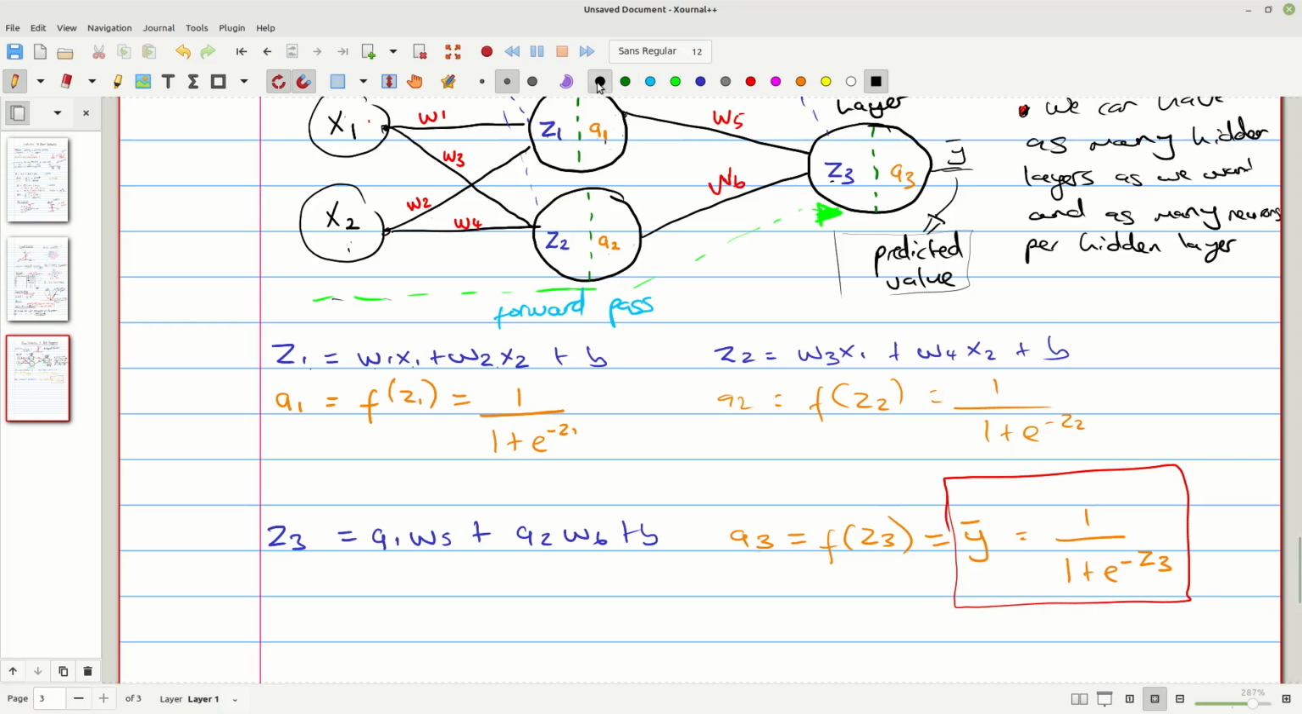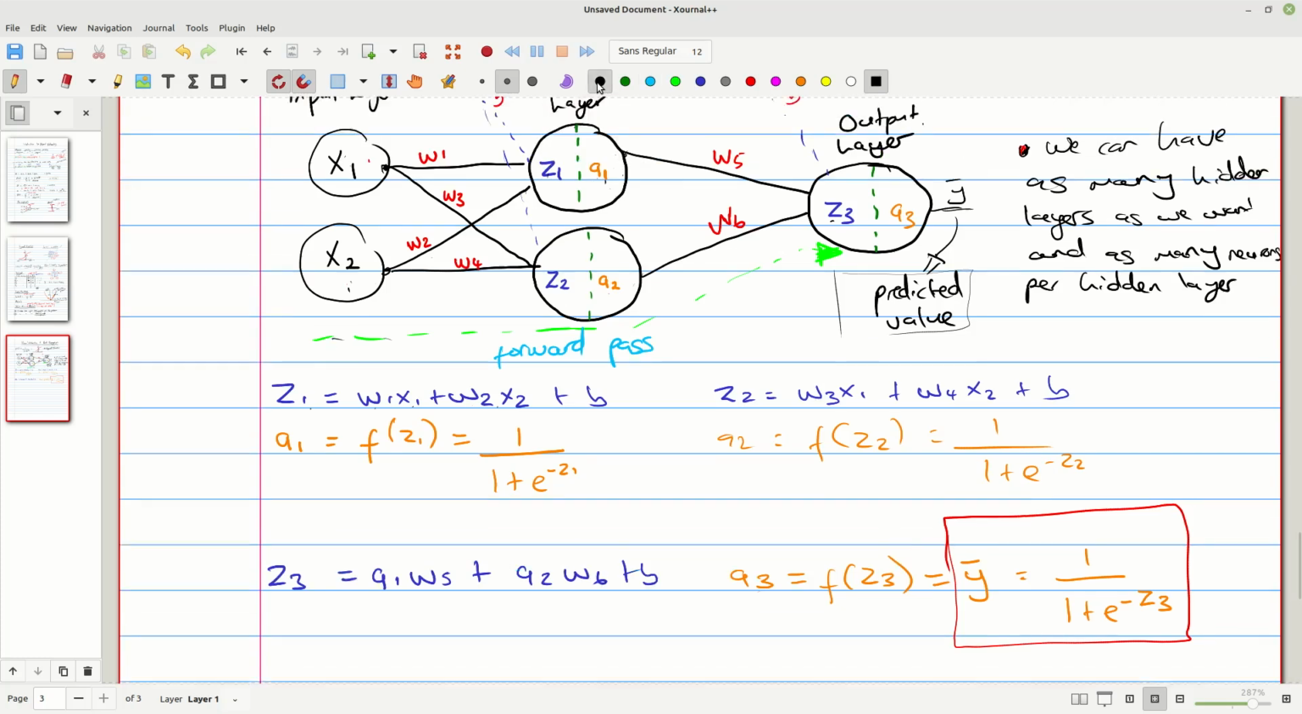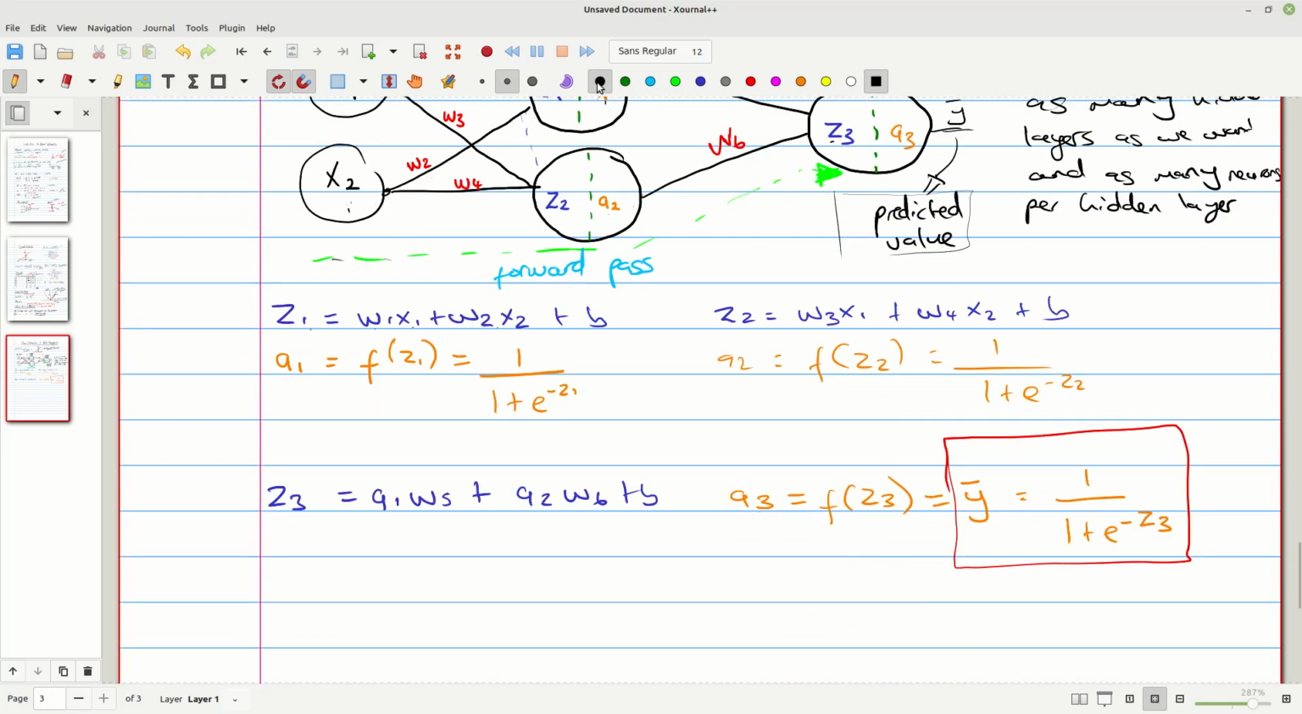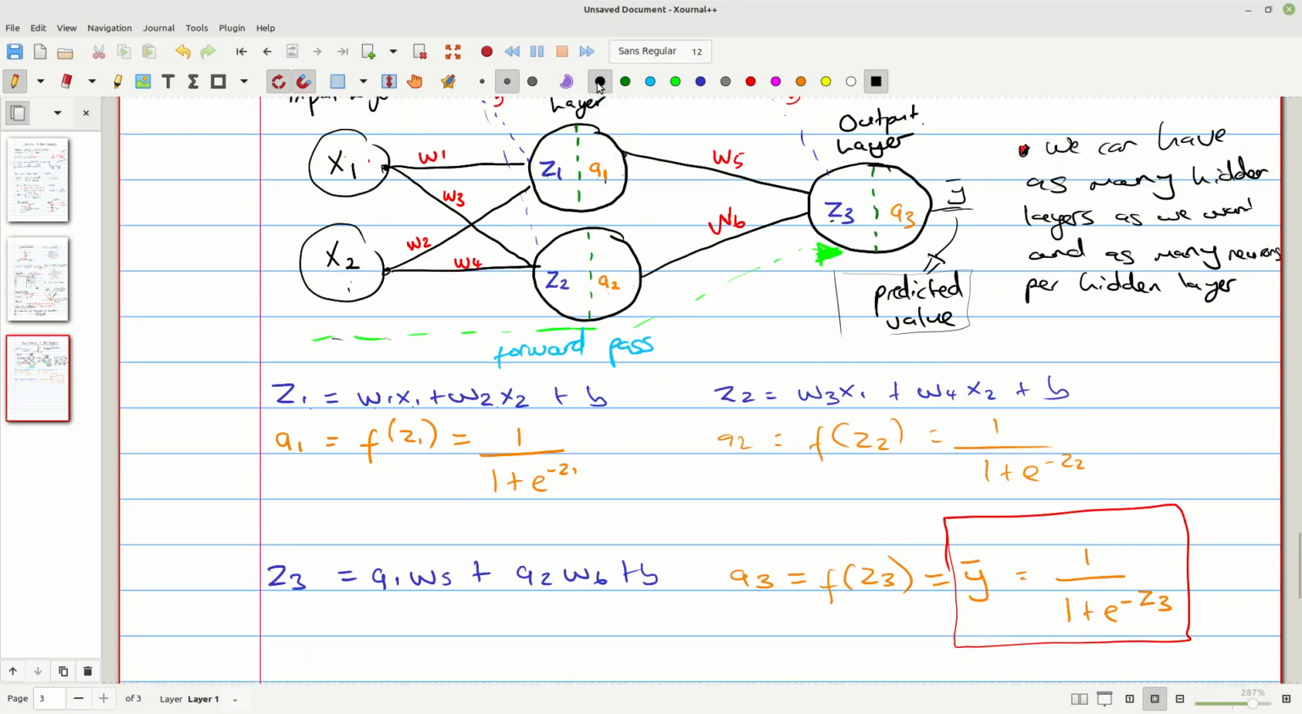Right, that's how we make a forward pass. So given that this is how we make a forward pass, we have our predicted values. But like we said before, when we're dealing with perceptrons, initially our W's, our weight values, are random. What we want to do is essentially correct these values so that our predictions are more accurate, right?